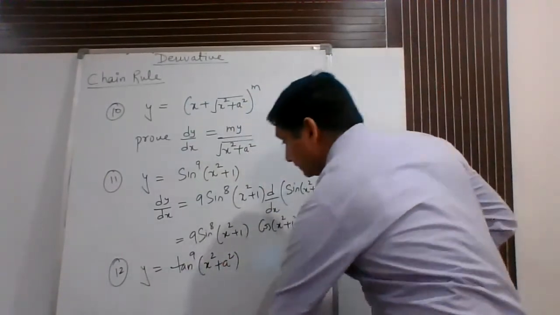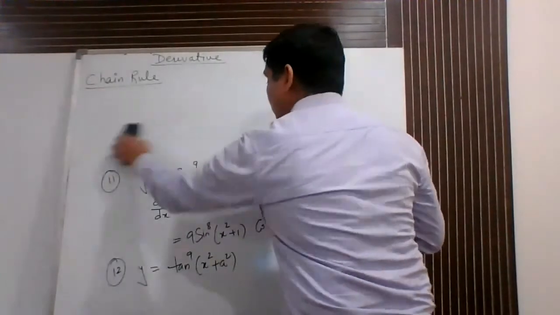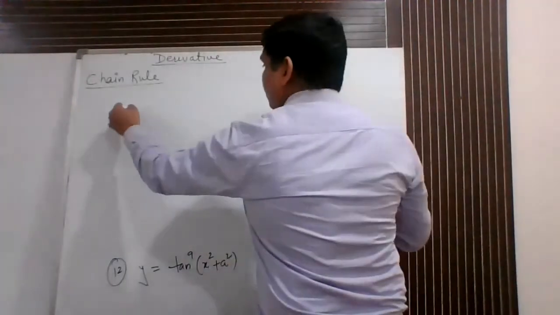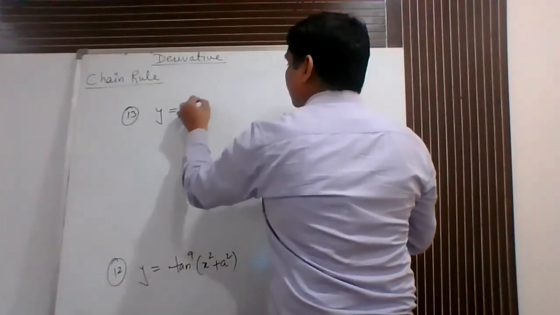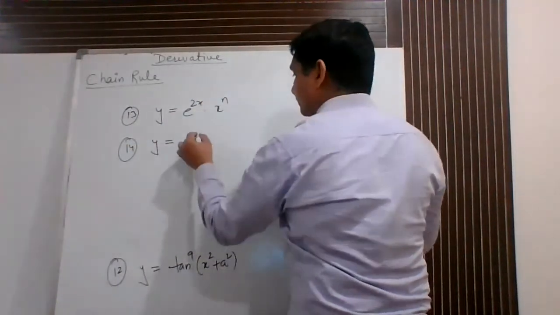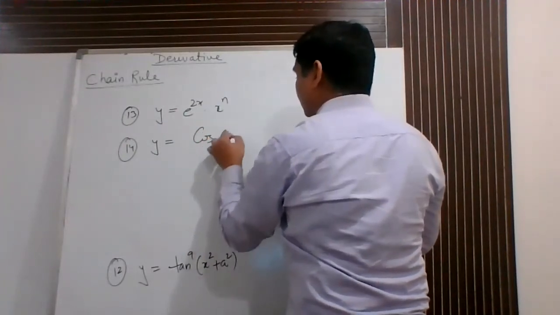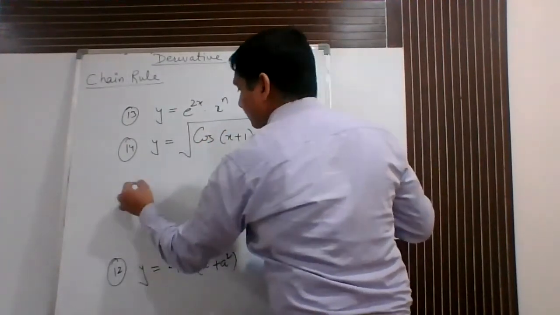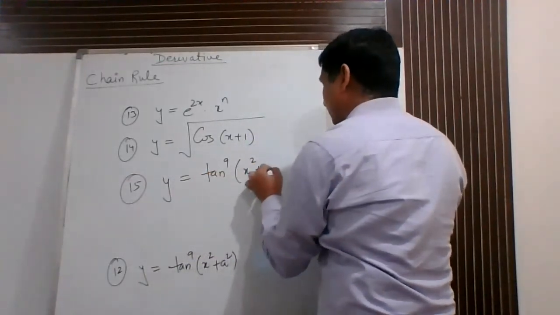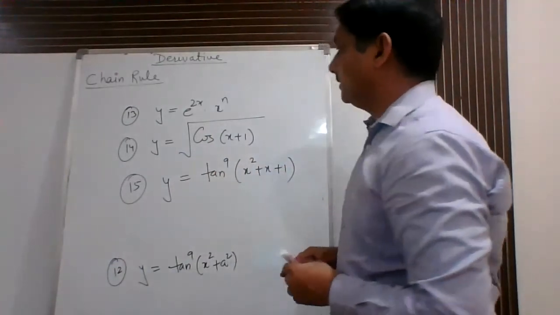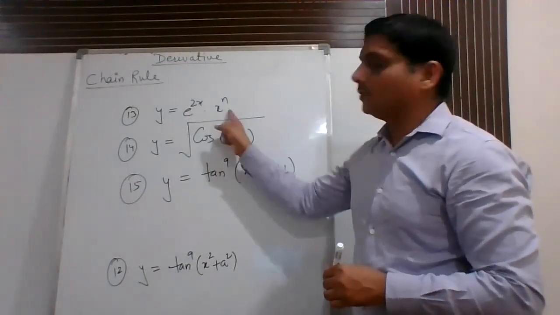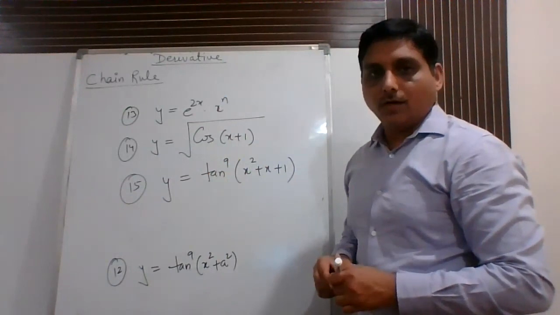Number 12, you can write. So these are the questions which you can try yourself. This particular question you need to apply product rule as well as chain rule.